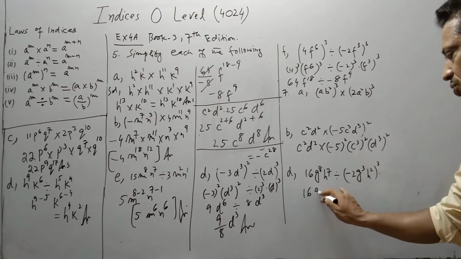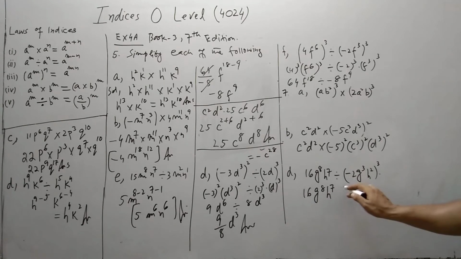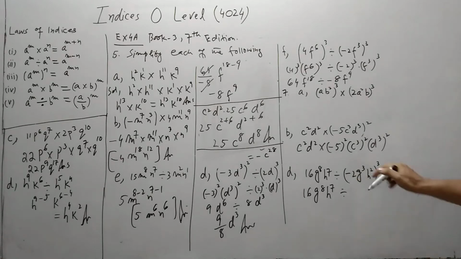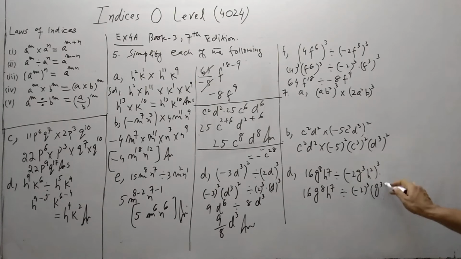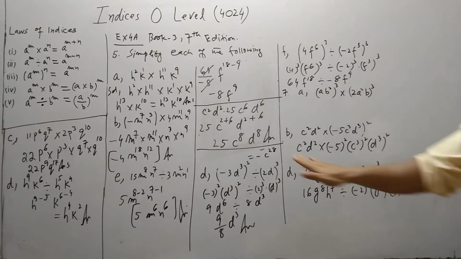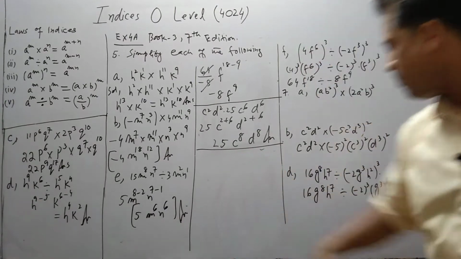16 G8 H7 divided by, apply this cube on all the numbers, minus 2 cube, on G cube and on H square. The remaining part of this question, if I rub this, see the remaining part.